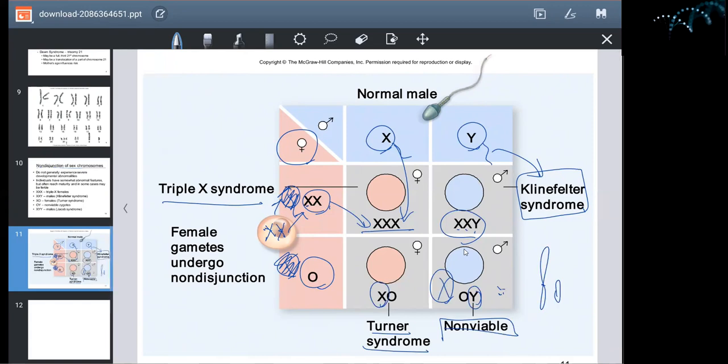Okay, with that, we're going to move on to some worksheet problems. And let's see how we can now utilize what we've taught here to help you solve some interesting genetic problems.